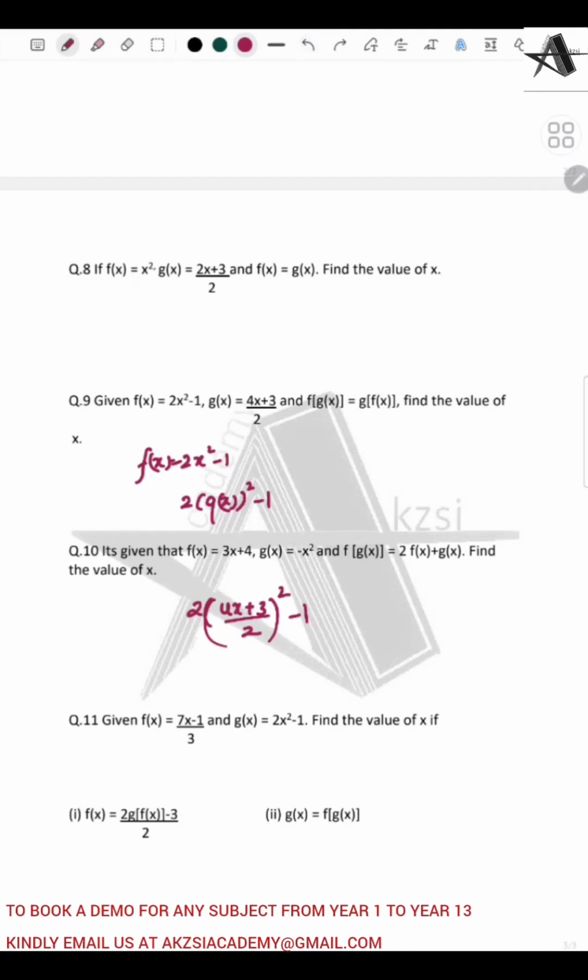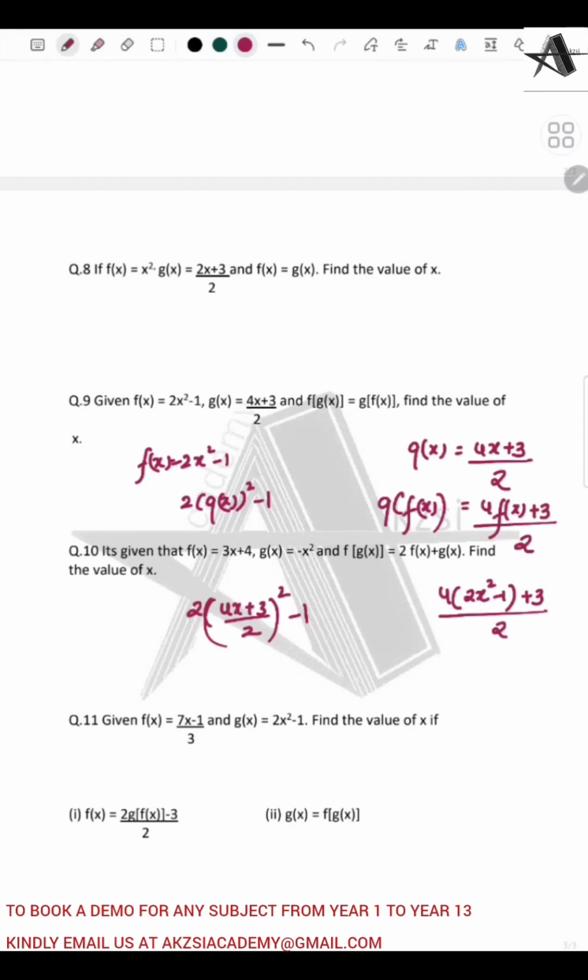Now we have to find g of f(x). So g(x) is our primary function. So g(x) is (4x plus 3) over 2. Now I need to replace x with f(x). So this will be (4 times f(x) plus 3) over 2. Now I need to replace f(x), which is 2x squared minus 1. So (4 times (2x squared minus 1) plus 3) over 2. These two should be equal to each other. So I'm just equating these two because f of g(x) is equal to g of f(x).